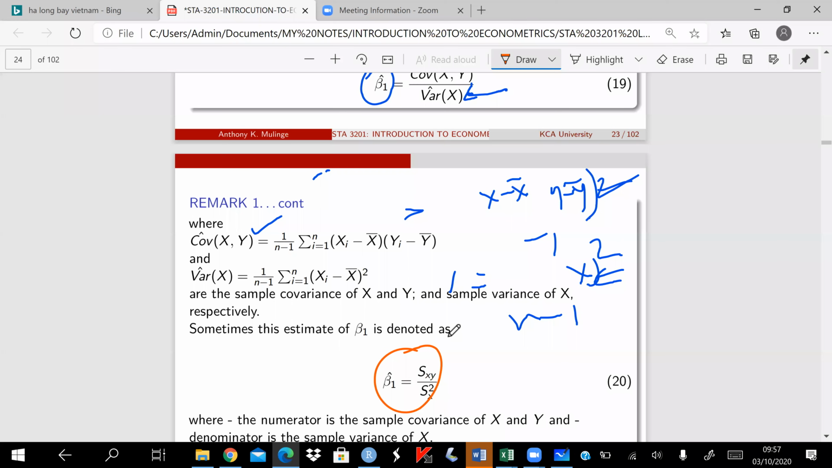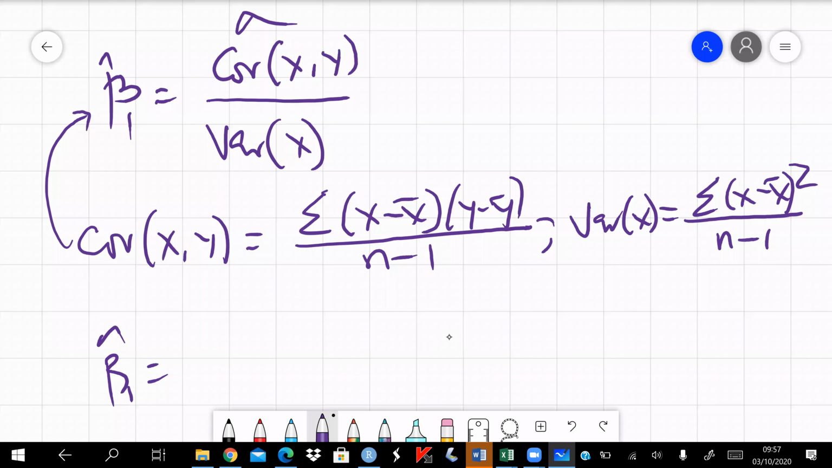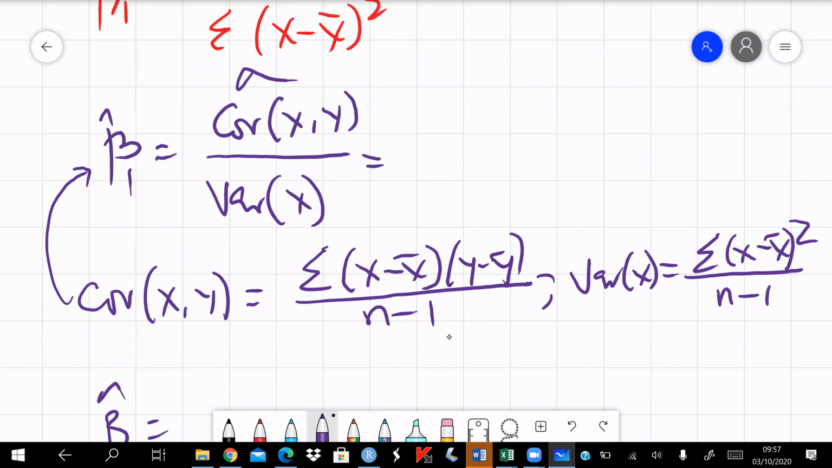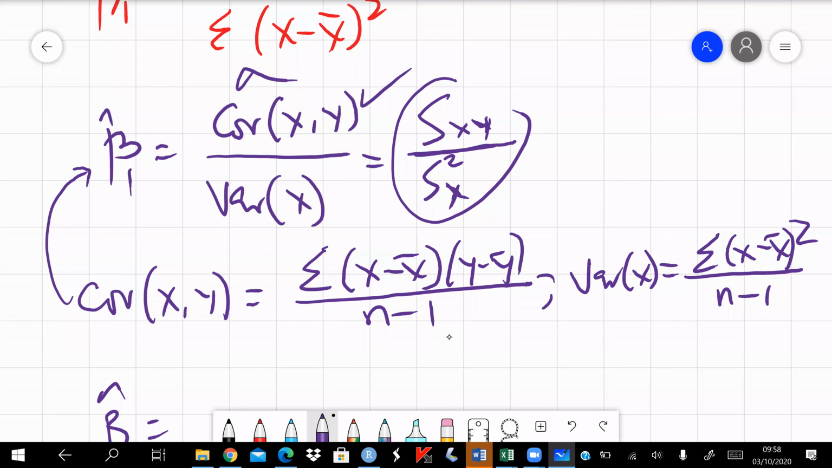So this is just the same thing. This is just s of xy over s of x squared, where the numerator is just the covariance. S of xy is the covariance between x and y, and the variance usually is a square. So the covariance of x and y and the variance of x. So this is just another denotation of the same thing.